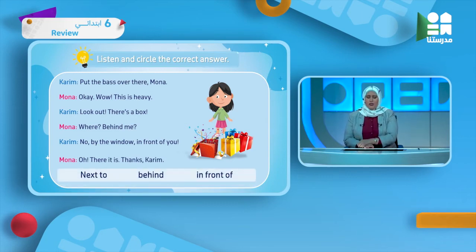I have the choices to a question. Where was the box? Next to, behind, or in front of her? Karim is telling her it's by the window, it's in front of you. So where was the box? The box was, of course, in front of her. Very good. The box was in front of her. All we do is listen very carefully and then choose.